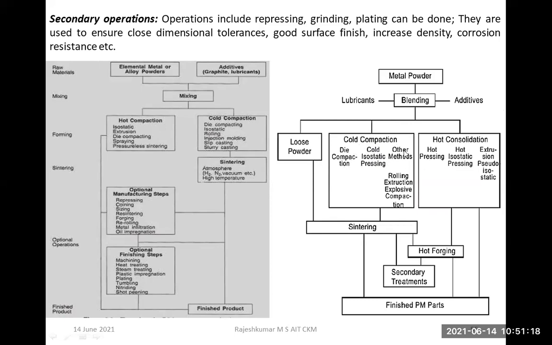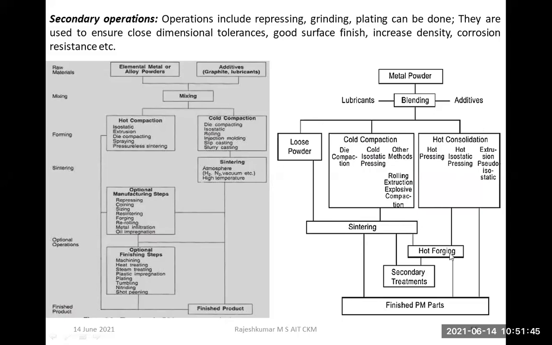It is die compaction, cold isostatic pressing, and other methods like rolling, extrusion, explosive compaction. These are always going to be considered. Whereas in hot consolidation or hot compaction, we see hot pressing, hot isostatic pressing, extrusion, pseudo isostatic pressing. These are all done. Here, especially in case of loose powder and cold compaction, as explained earlier, the sintering process is going to be done.